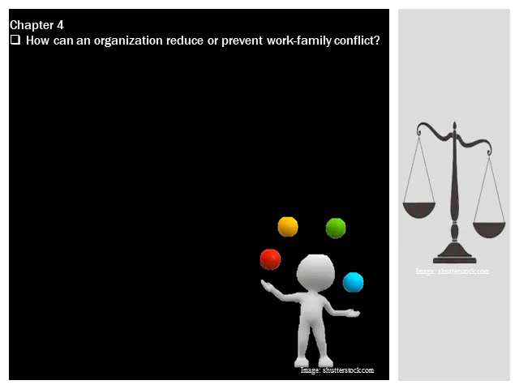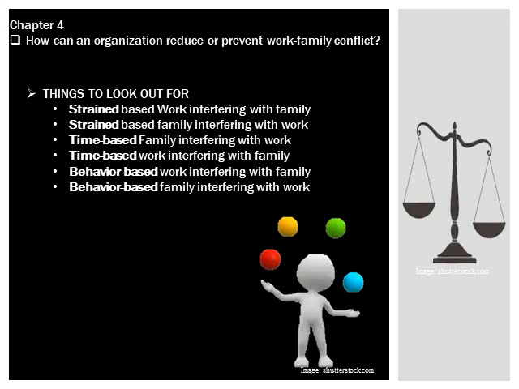How can an organization reduce or prevent work-family conflict? And so there are some things that we have to begin to look out for if we are to do some preventative care, preventative maintenance to reduce the level of conflict. Things to look out for: strain-based work interfering with family, or that strain of someone's family life interfering with their work. You have time-based, where family interferes with the time that you should be at work, or vice versa, work interfering with your family time, and behavior at work and at home, and how they impact each other.